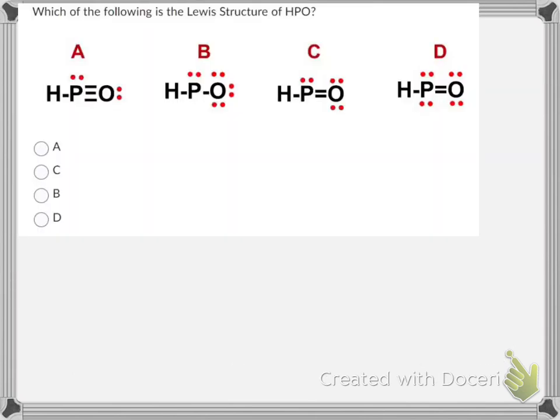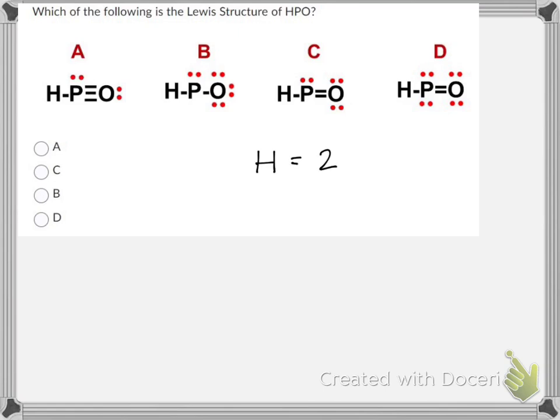And so this question is in the quiz and also in the homework, and it's about picking the right Lewis structure for HPO. Initially when we look at this, it might look pretty complicated, so what we need to do is isolate the important aspects of the problem to make it clearer. How do we pick the right answer?